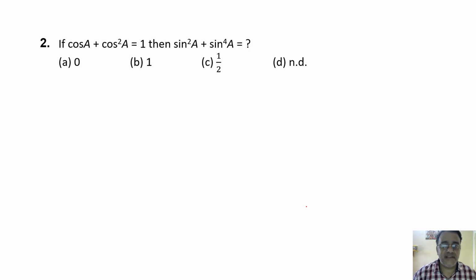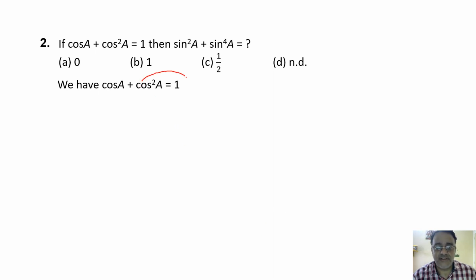If cos a plus cos square a is equal to 1, then sin square a plus sin to the power 4a is equal to question mark. So let us start with what is given. We have to shift cos square a to this side. So it will become 1 minus cos square a. What is 1 minus cos square a? Sin square a. Very good, sin square a.